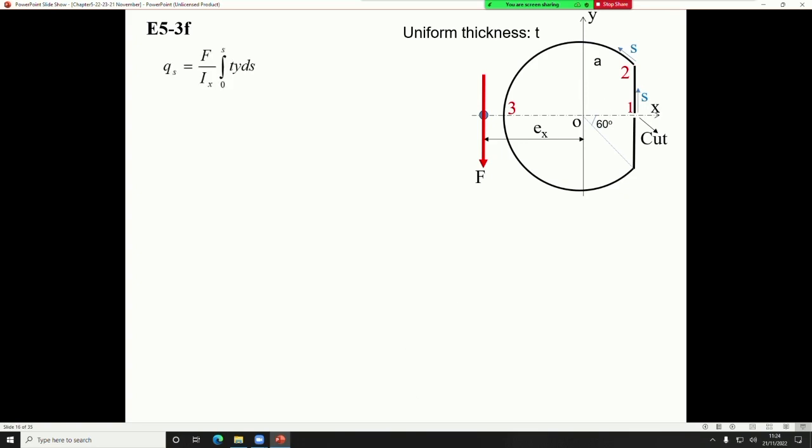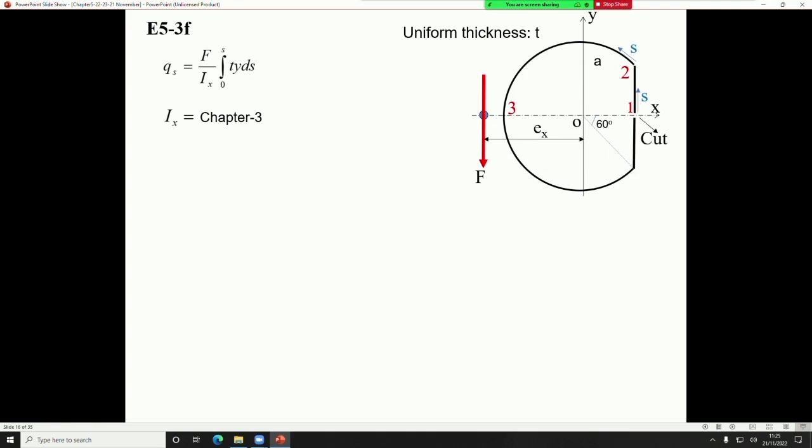This equation is still valid, it's open-ended, and it has one axis of symmetry. Ix, I showed you in chapter 3 how to find it, so it's your job to find it. If you refer to chapter 3, the solution to this one is available. So ignore the position of the cut. The closed one has the same Ix. If this cut is very, very small, it has the same Ix as the open one. Open and closed have exactly the same values. So I is coming from chapter 3.